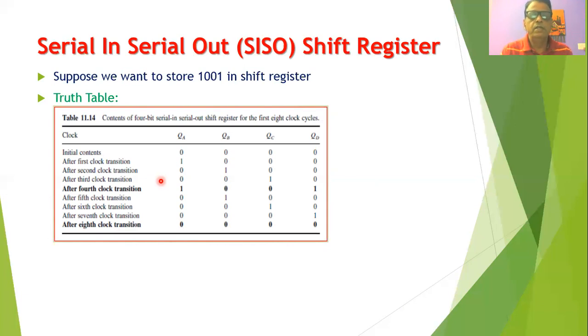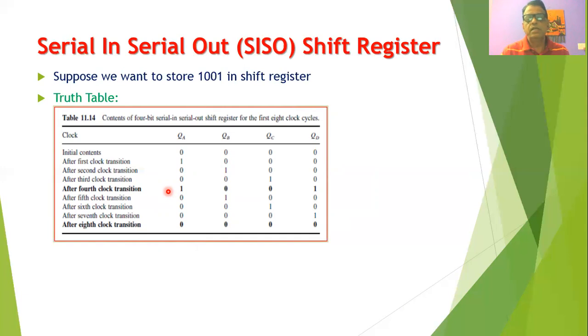When the third bit 0 is applied and when the third clock pulse is applied, then the output of the flip-flops will get changed to 0010. And when the next bit is applied and when we apply the next clock pulse, then the outputs of the flip-flops becomes 1001. So one can easily observe that the data is being shifted from one flip-flop to another flip-flop. And after the 4 clock pulses, the 4-bit data 1001 will get stored into the shift register.